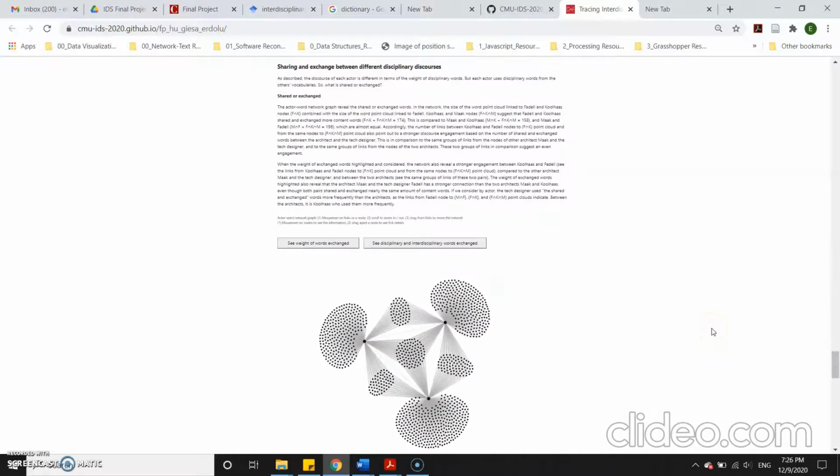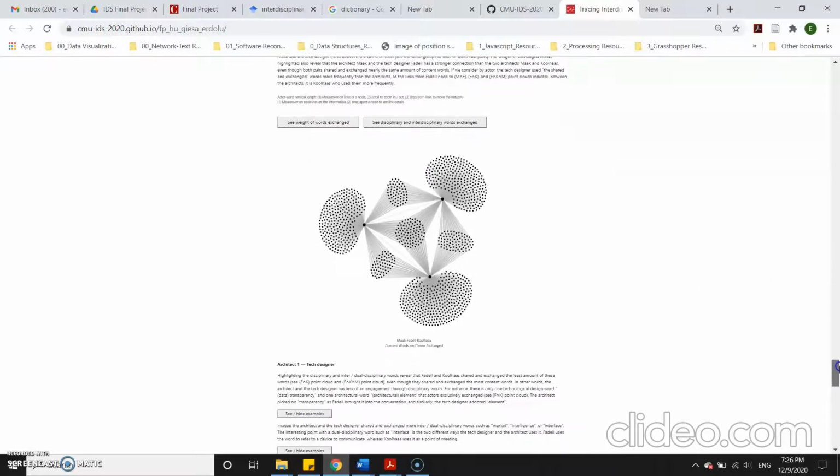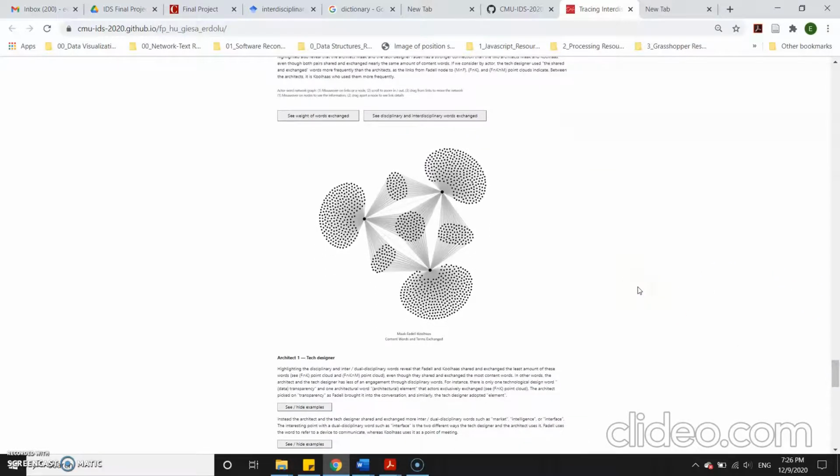In part 5, the user can examine sharing and exchange between different disciplinary discourses. The discourse of each actor is different, but each actor uses disciplinary words from the others. And the actor-word network graph reveals them, as well as the ones that are not shared or exchanged.